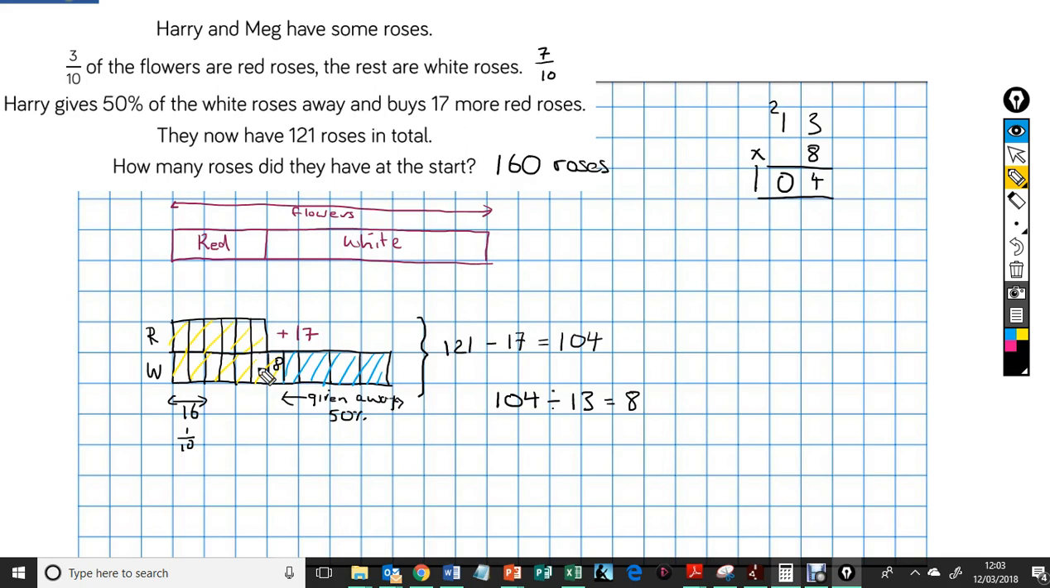I think that's quite a neat example. I do like this as a bar model. I think it did make it much easier to see what was going on. I hope that helped.